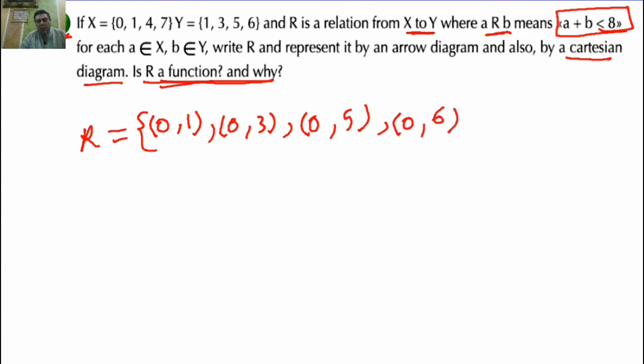The second element, 1. 1 plus 1, 2. 2 less than 8, then (1, 1). 1 plus 3, 4. 4 less than 8, then (1, 3). 1 and 5. 1 plus 5, 6. 6 less than 8, then (1, 5). 1 and 6. 1 plus 6 is 7. 7 less than 8, then (1, 6).